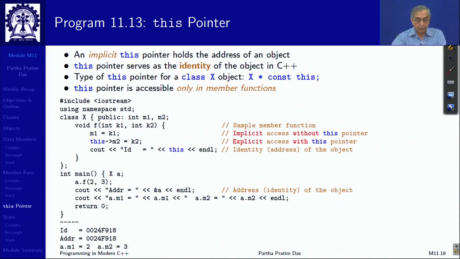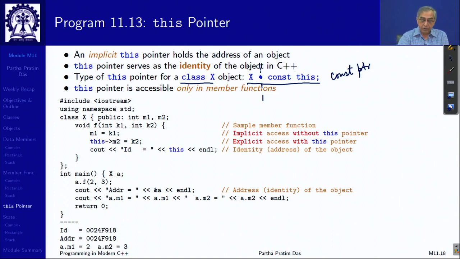Now, it is important to note that if I have a class X, then the type of this pointer for any object of this class is X star const this. Right. You know the mechanism, draw a vertical line through the star, it is on the pointer side. So, it says that it is a const pointer. You can very well understand why it is a const pointer, because it is the address where the object is. So, obviously, as long as the object is there in memory, you cannot change that pointer. If you change that pointer, then everything will go haywire.